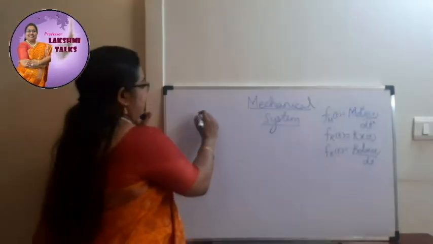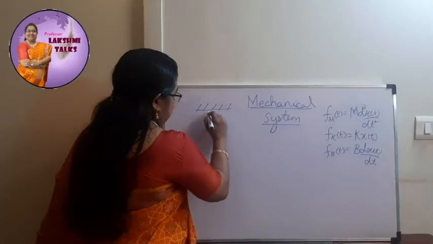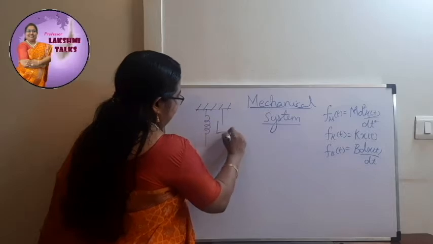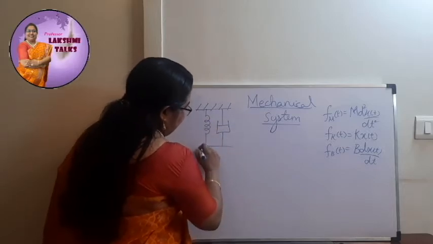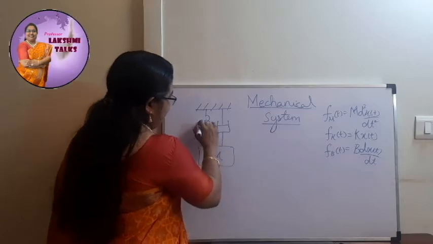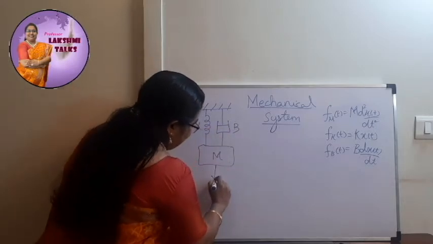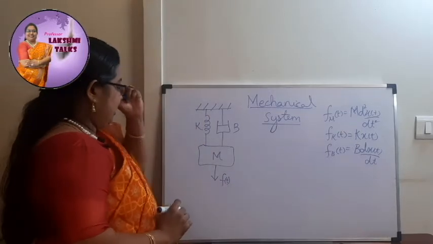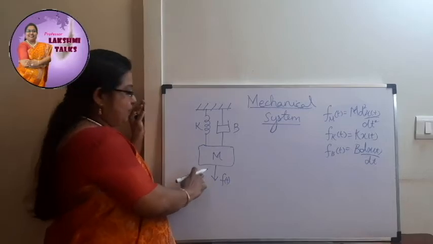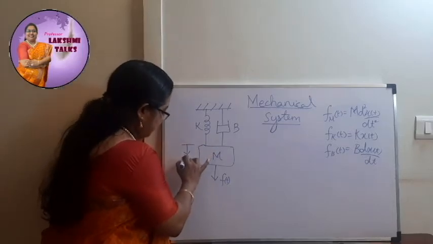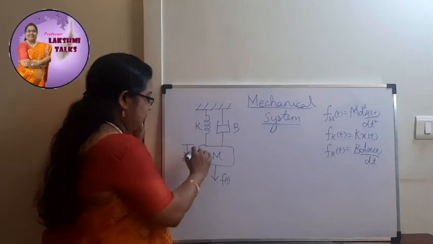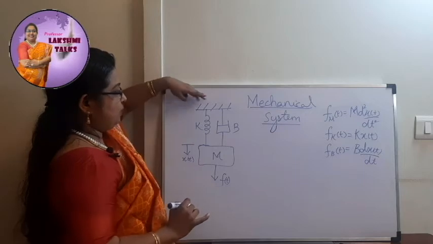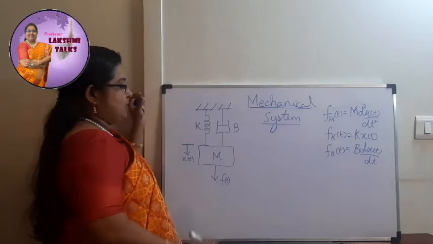We'll just draw a basic mechanical system. So this is a basic mechanical system with a mass, spring and damper, and where do you apply the force? The force is always applied to a mass. So what will happen when a force is applied? We know that the mass displaces. The displacement is denoted by x of t. And this is a fixed substrate. So this arrangement denotes a fixed frame.